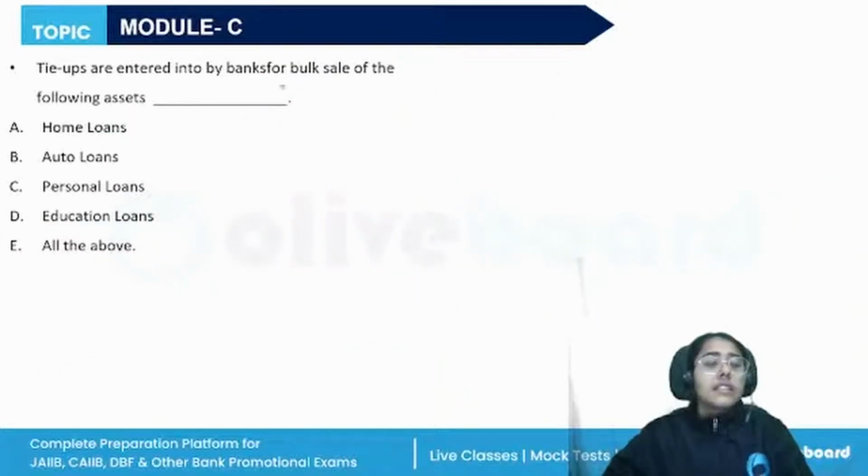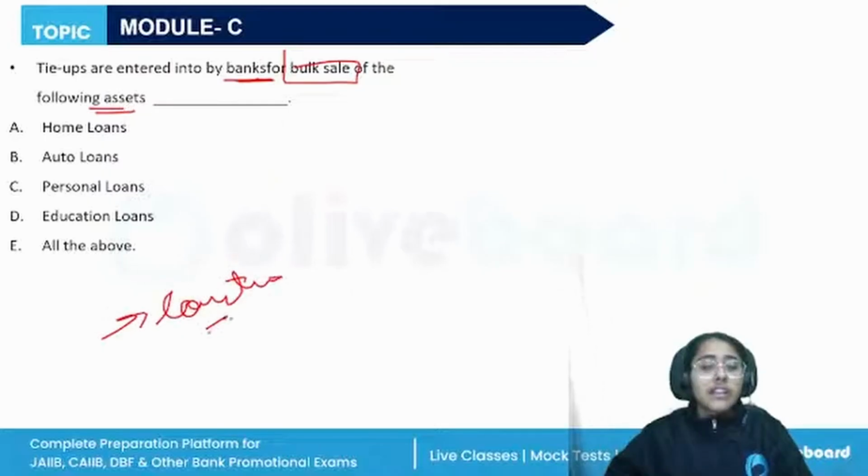Next, tie-ups are entered into with banks for bulk sale of the following assets. Which type of assets are sold in bulk by entering into tie-ups by the bank? Tie-ups can be entered in the case of home loans with the construction companies or the builders. In case of auto loans, tie-ups can be entered.